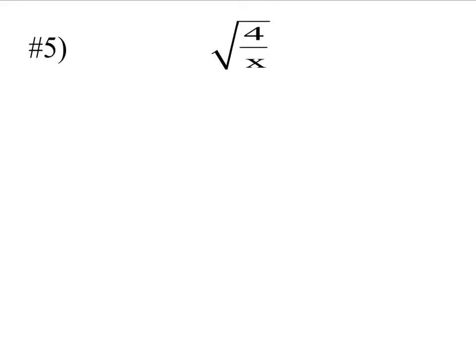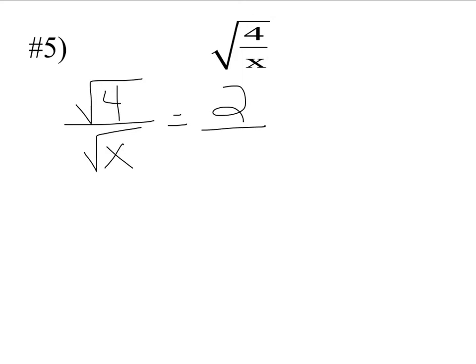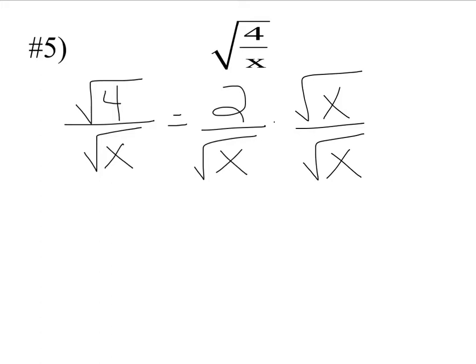Alright, same situation here. I'm going to use my quotient rule to say the square root of 4 over the square root of x. First off, I'm going to simplify. I know the square root of 4 is 2 over the square root of x. Now I need to get rid of this radical in the denominator. So I'm going to multiply by the square root of x over the square root of x. This will help me rationalize my denominator.